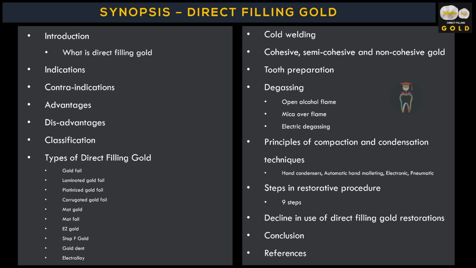Then the steps in doing the restorative procedure, there are 9 steps. All these 9 steps have to be written, and if possible some pictures can be drawn. So the two places where we can draw pictures are one, the tooth preparation, and next, the steps in doing the restoration. Then we have to write about the patient, the operator and the material factors which led to the decline of direct filling gold restorations, followed by a conclusion and references.